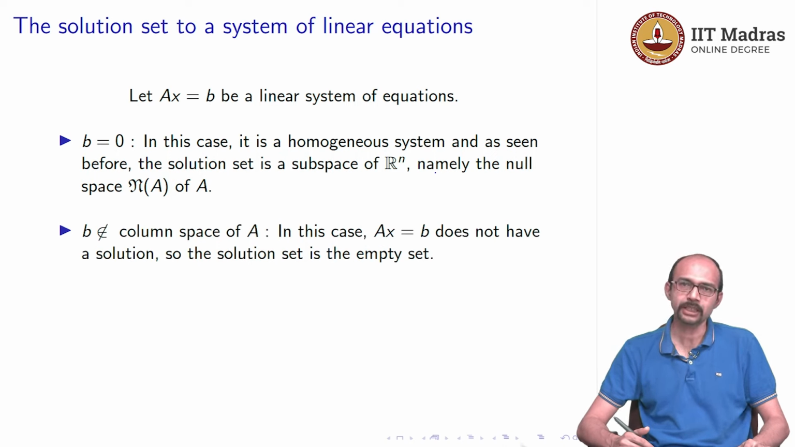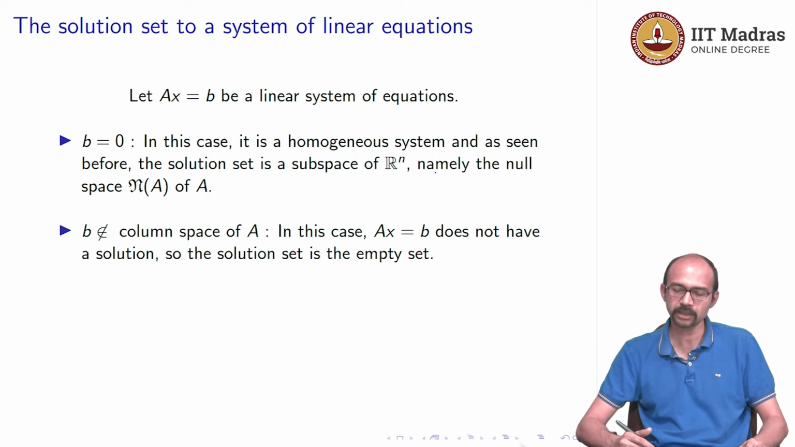If b is not in the column space of A, then Ax equals b does not have a solution, right? Because if b is not in the column space, that means no linear combination of the columns can equal b. If there was a linear combination which equaled b, then it would be in the column space. So no linear combination can equal b, and that precisely means that there is no solution. So, this solution set is the empty set.